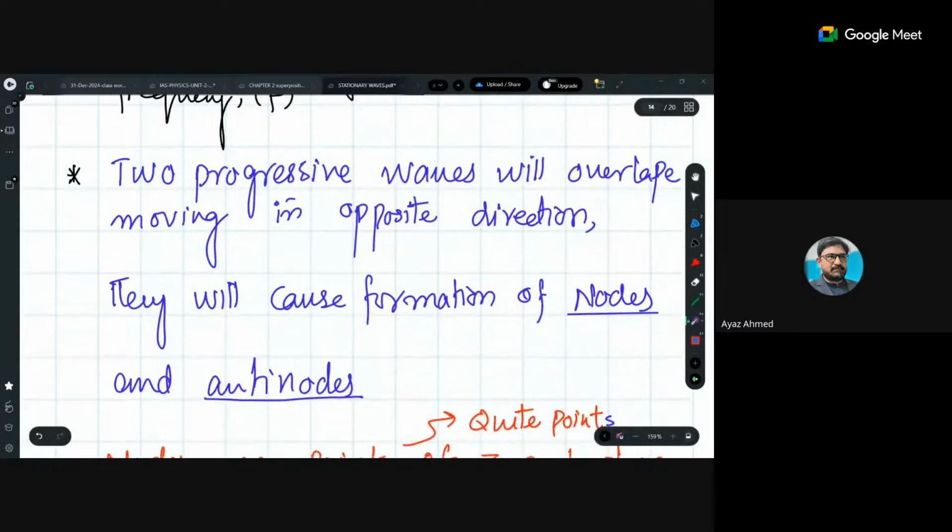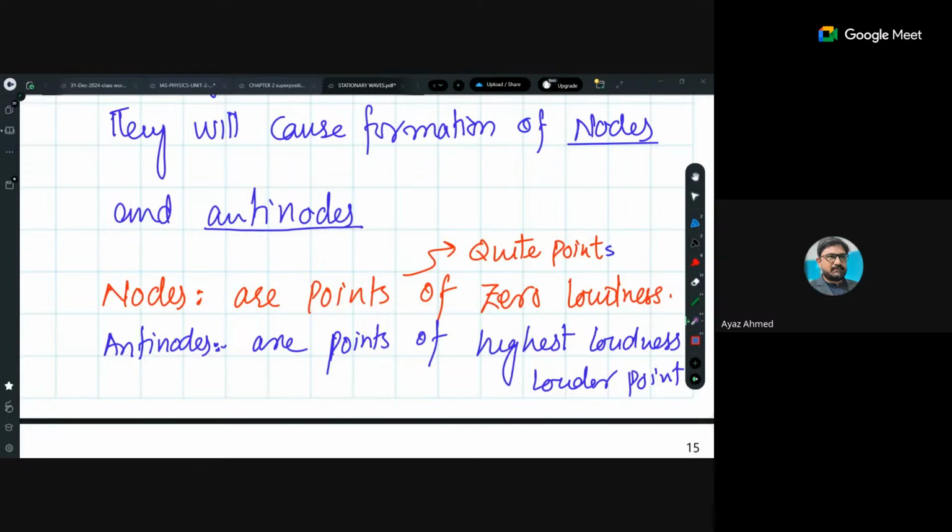Two progressive waves will overlap, moving in opposite directions. They will cause the formation of nodes and antinodes. This is all what I have told you. The nodes are the quiet points of zero amplitude or zero loudness, and antinodes are the points of the highest loudness, the loudest points.